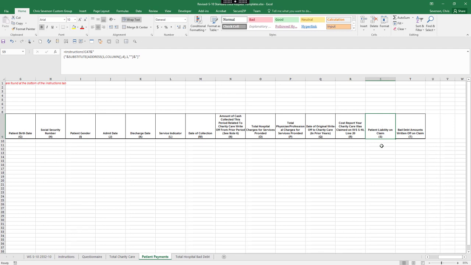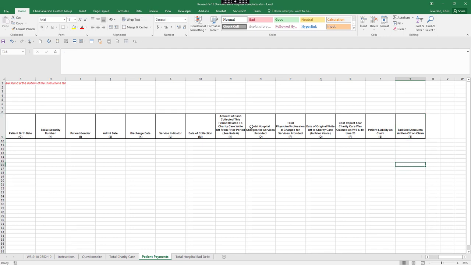So what was the original patient liability on that claim? And were there any bad debt amounts written off on that claim? Now, if a particular claim had some patient liability, but it also had some charity care write-off, and then also some bad debt write-off, the patient was required to pay some of the claim, but they didn't, so it was written off to a bad debt. We want to know that amount.